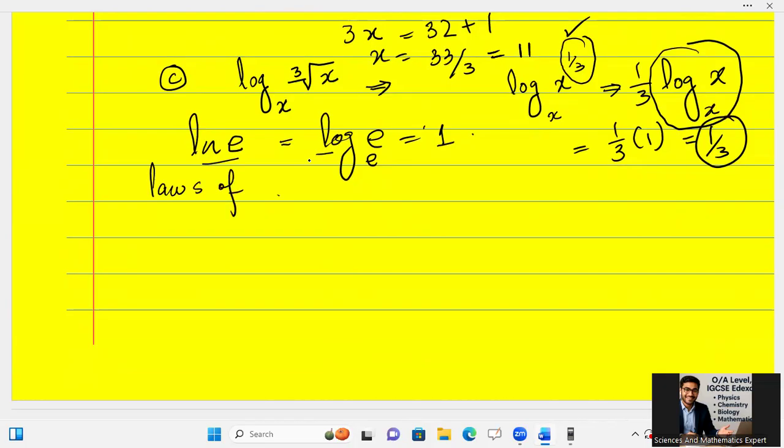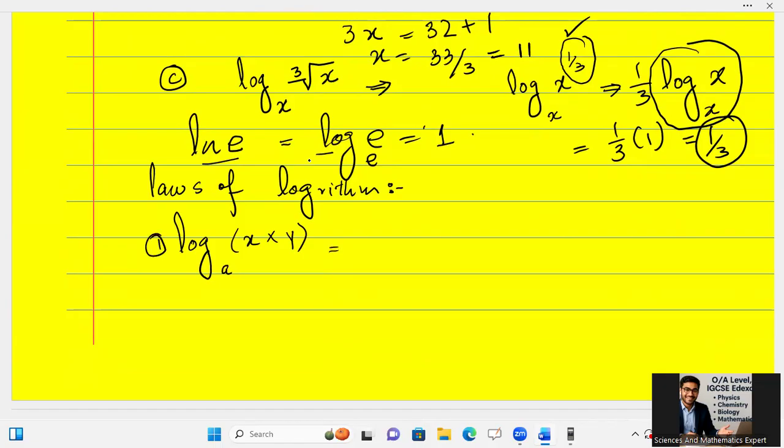Laws of logarithm. If we talk about them, for example, we are taking an expression of log x multiply y to the base a. You can write, this is our first law.